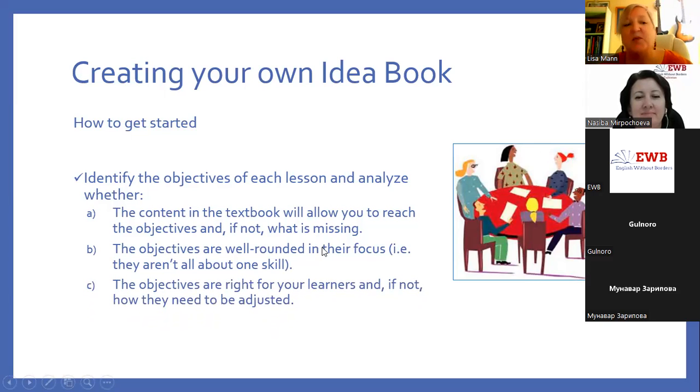And analyze whether the objectives are right for your learners, and if not, how they need to be adjusted. Sometimes, and this happens all around the world, the objective is way up here, and really what these students can realistically achieve is way down here. So maybe just think about how you can bring those more in line. The objectives have to be achievable, and if they aren't, then you have to do something about it.